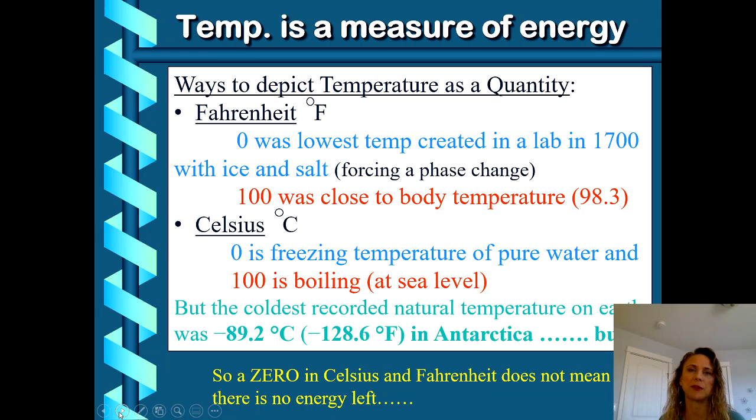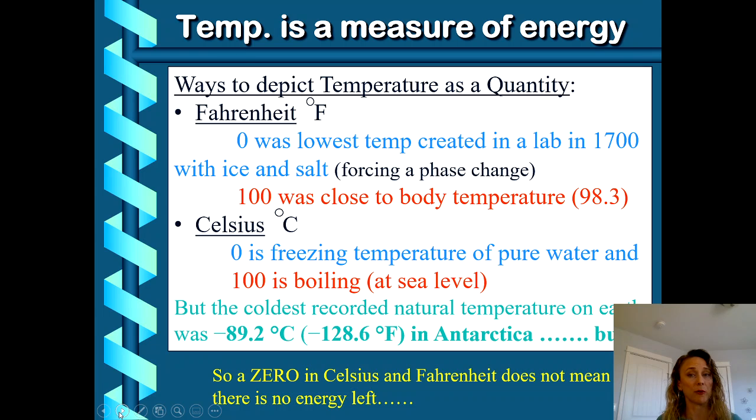Okay, so ways that we depict the temperature as a quantity. Mr. Fahrenheit came up with the Fahrenheit scale, and what he put as 0 was just the lowest temperature that they were able to create in their labs back in the 1700s. They would take ice and salt, they'd force a phase change, and when the salt interrupts the bonds between the water molecules, you're actually taking heat energy to do this phase change, and they're able to get it colder. That's why we use salt when we're making ice cream. It lowers the temperature so you can get that ice cream really cold and turn it into ice cream.